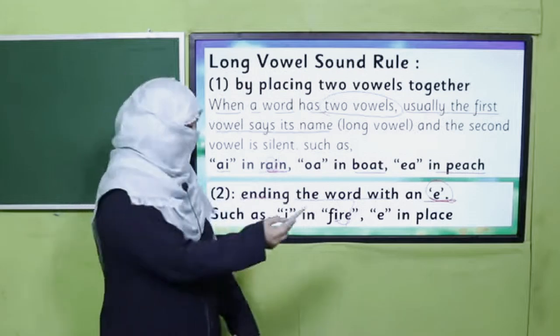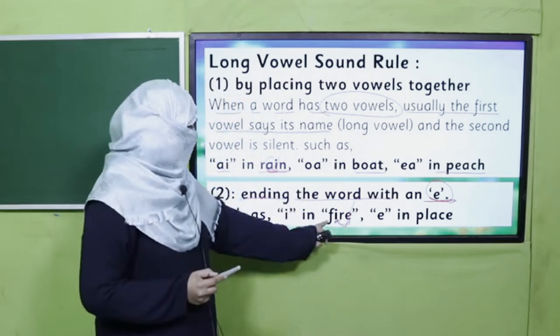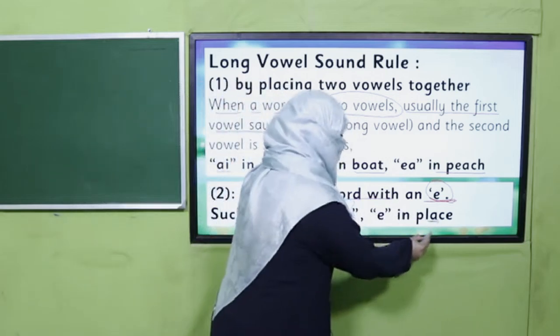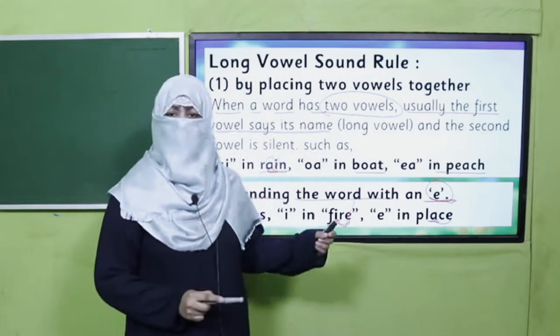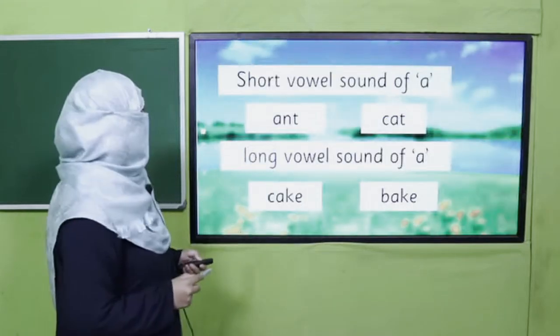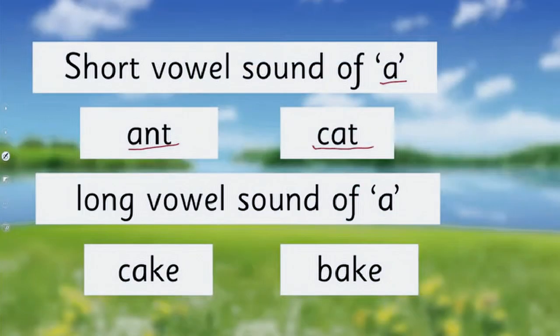It does nothing, but it makes the previous vowel give its long sound, as I gives its long sound in fire, and this A gives its long sound in place because of this bossy E. I have given a detailed lecture in grade 3. I hope you remember. So let's learn further and let's say some words. The short vowel sound of A is A, as in ant and cat. The long vowel sound of A is A, as in cake, bake. Again, you can see it's bossy E, so it makes this A give its long sound.